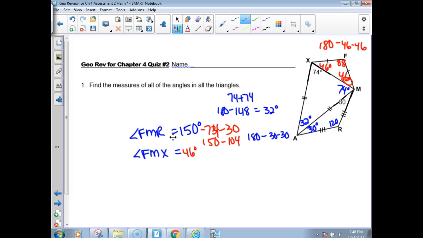I'm telling you there's going to be a question that's going to give you like either FXA or FMR. Then you're going to have to figure out the angle that's here or here. One of those. Okay? All right, so that's just a little numbers game with those isosceles triangles. You got to know the base angles are congruent and where they are.